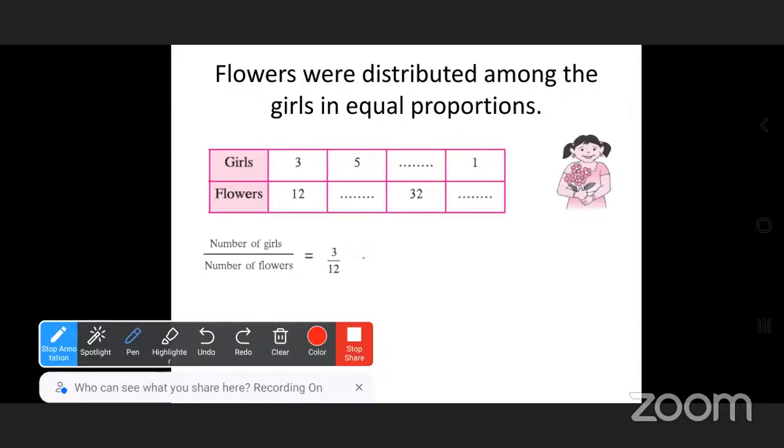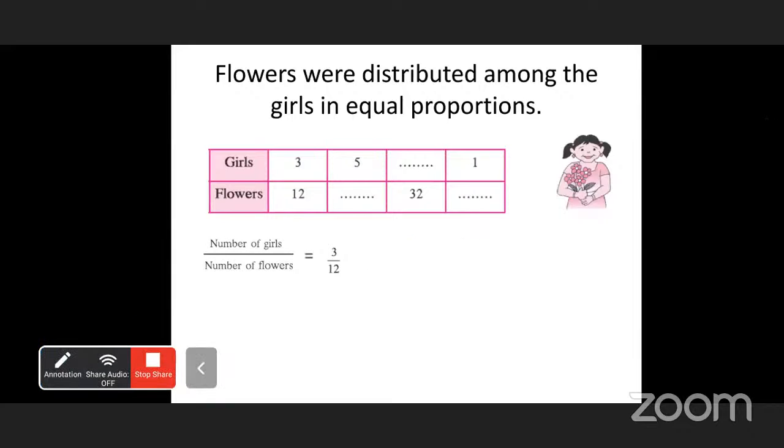3 fours are 12, and 3 ones are 3. The first number 3 can be divided by 3 itself, and the second number 12 can be divided by 3 again. So how are we going to write this? 3 upon 12, we divide 3 by 3, which is 1, and we divide 12 by 3. Just see the sign, we are dividing. 3 fours are 12, so the answer you will get is 1 by 4.